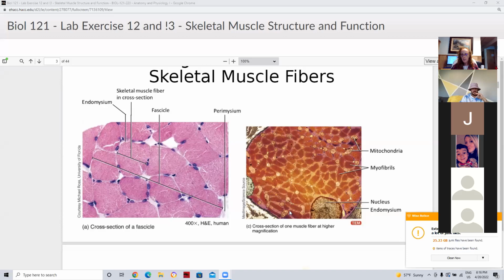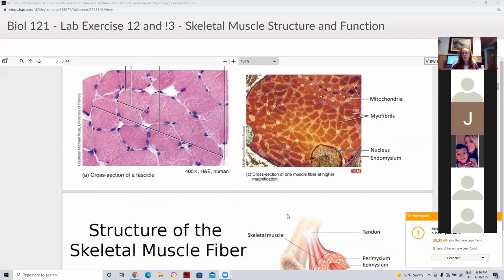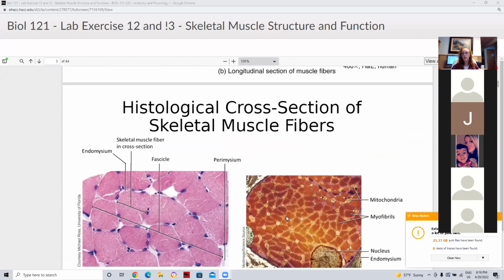So endomysium wraps around a bundle of myofibrils. Perimysium wraps around a fascicle, which is a bundle of myofibrils. Any questions? That wasn't very clear, so I hope that got better.